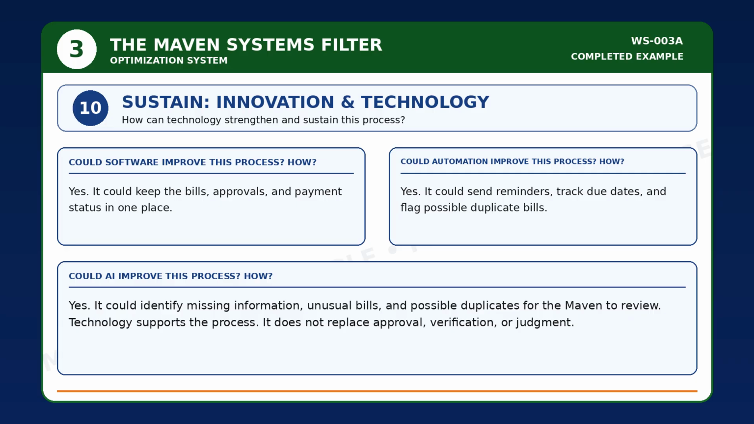Could AI improve this process? Yes, it could help identify missing information, unusual bills, and possible duplicates for the Maven to review. Here's the important part. Do not buy software before you understand the process. Technology can make a good process faster, absolutely for sure, but it can also make a bad process fail faster. So build the system first and then choose the technology.